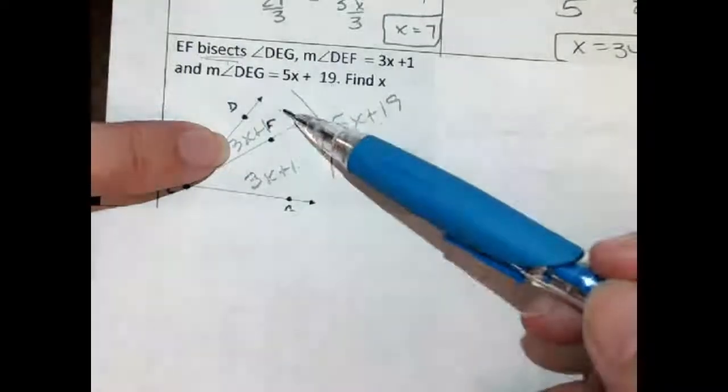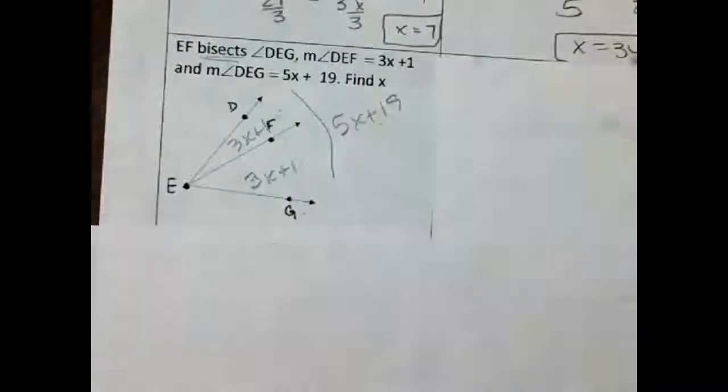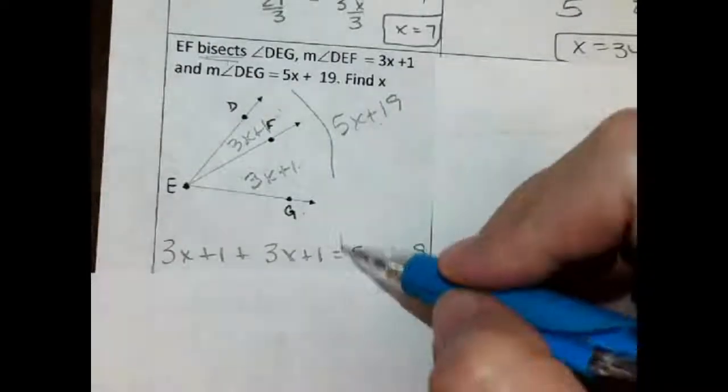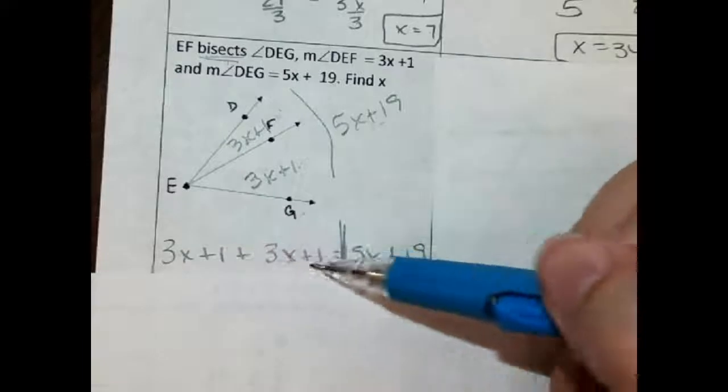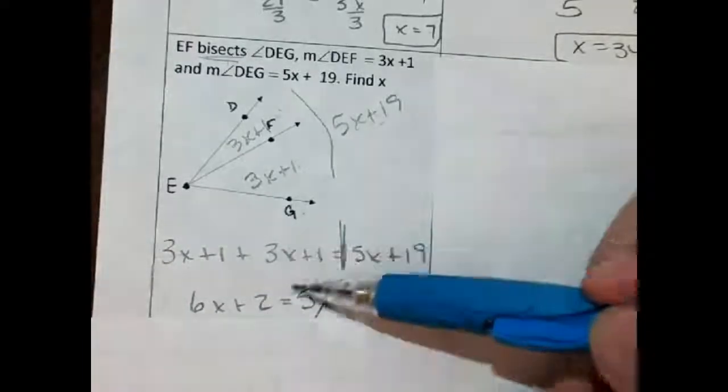So if this is 3x plus 1, this is 3x plus 1. So I have this part plus this part equals this part. Now, remember, I need to combine the stuff that's on the same side. So 3x and 3x makes 6x. 1 and 1 makes 2.